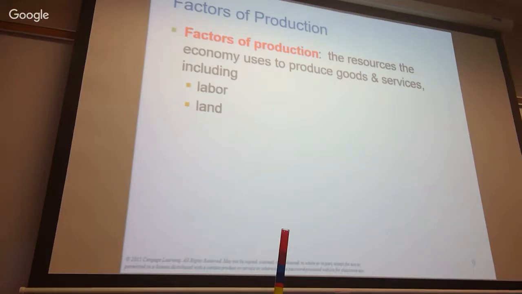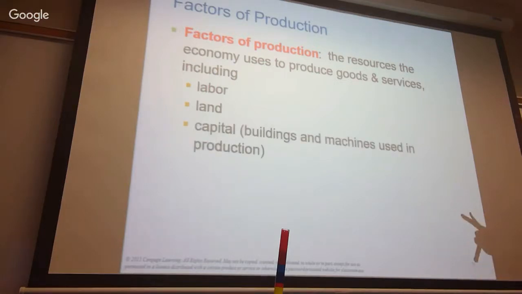Okay. And then the next one is called capital. Now this capital here, this is your physical capital. So it's the equipment, the buildings, they're your physical capital. Now what is not on here is your financial capital. So money is not a factor of production. And this is the reason why.